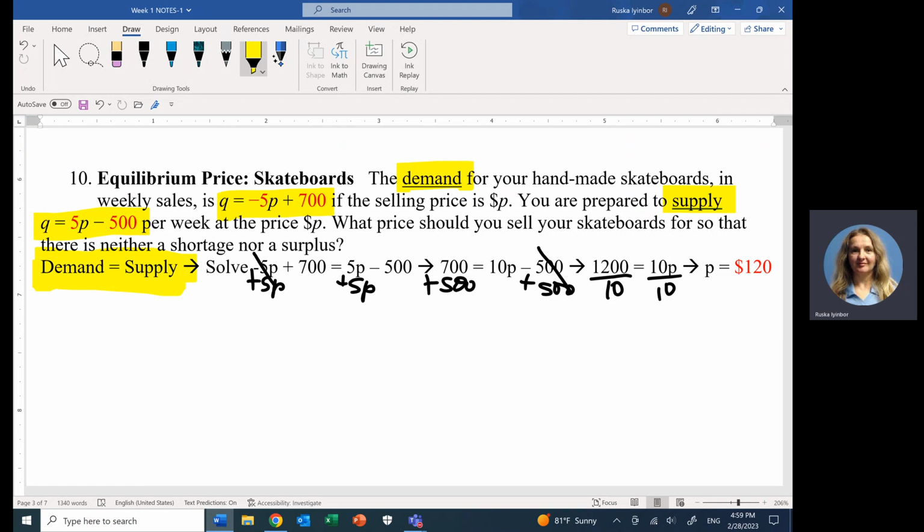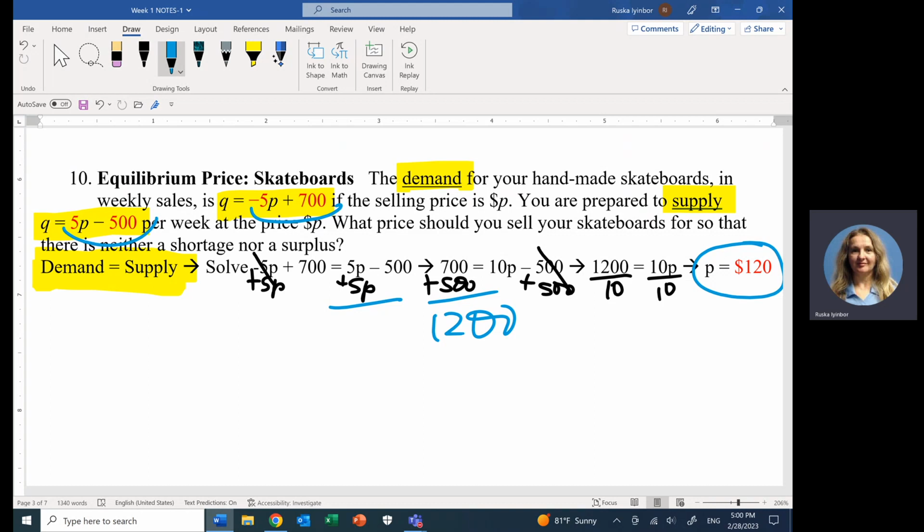So now, how do you do that? You solve negative 5p plus 700 equals 5p minus 500. Technically you solve this equation equal to this equation. You move the 5p to the other side, you add 5p. So that gives me 700 equals 10p minus 500, because 5 plus 5 gives me 10p. You just solve the linear equation. You add 500, and 700 plus 500 is 1200. That's how you get 1200 equals 10p. Divide both sides by 10 and p equals $120.